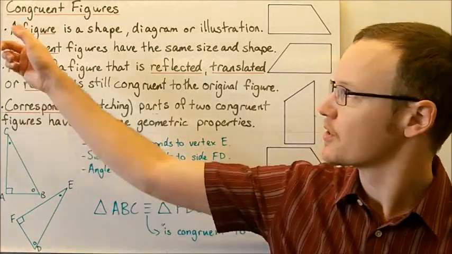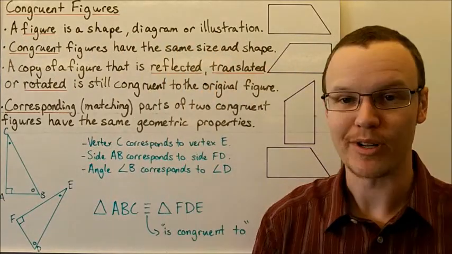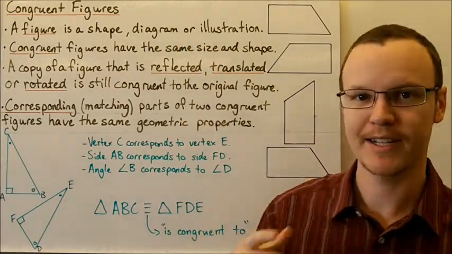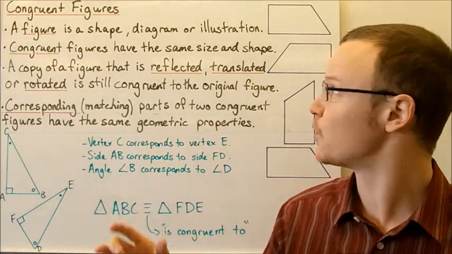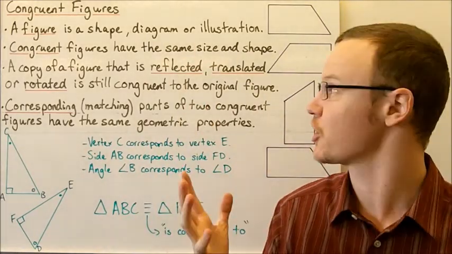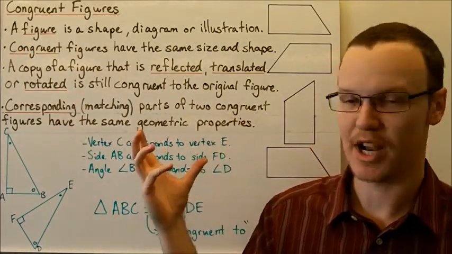Today we're going to look at congruent figures. A figure is a shape, diagram or illustration. So it could be a rectangle, it could be a triangle, it could be a diagram of how something works, or it could be an illustration, a picture. Congruent figures have the same size and shape.